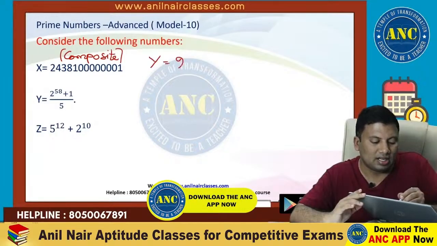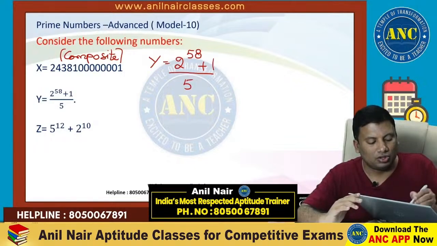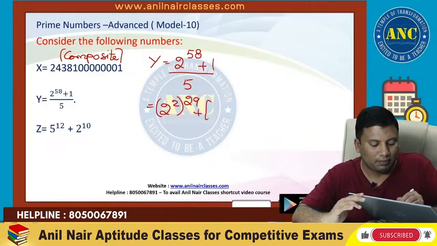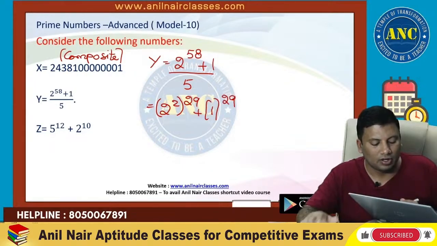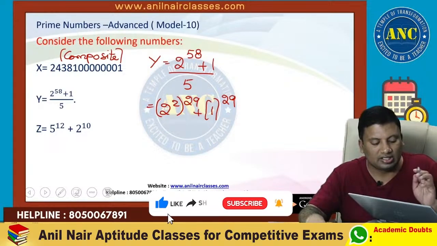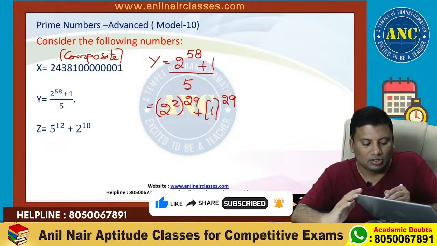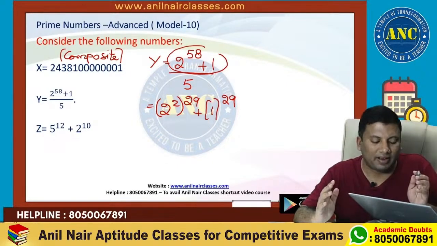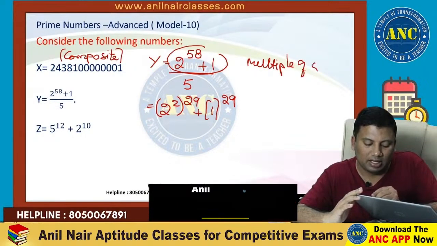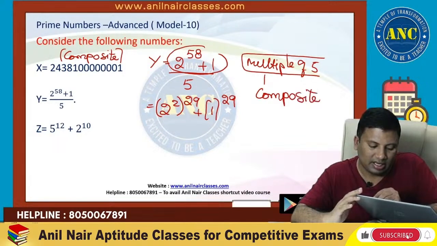Y is nothing but (2 power 58 plus 1) divided by 5. This can be written as (2 square) power 29 plus 1 power 29, so that means it is divisible by 5. So the numerator is divisible by 5. I hope it is clear. So this entire number is perfectly divisible by 5, so it will become a multiple of 5. If it becomes a multiple of 5, then this is nothing but a composite number.